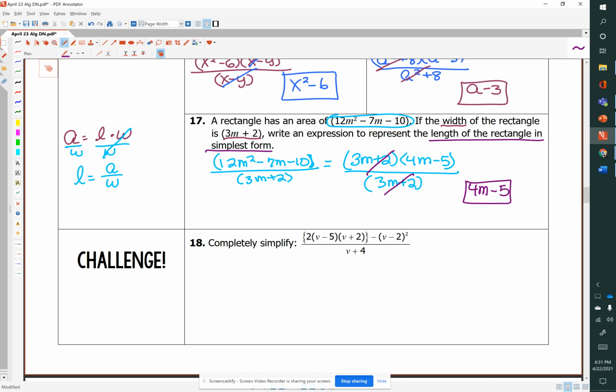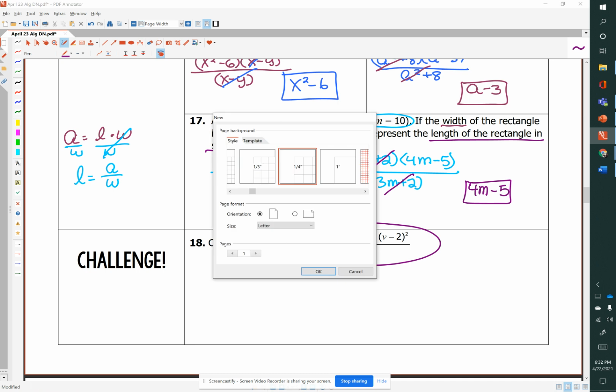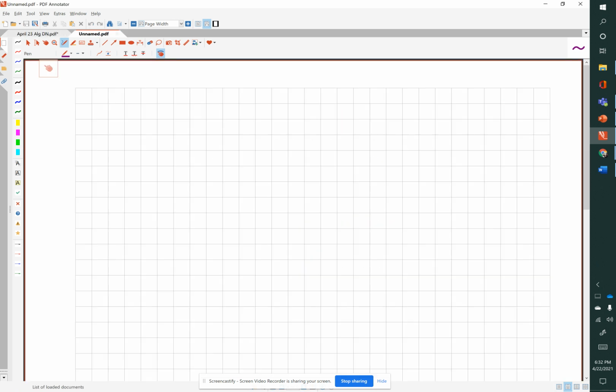Okay, our final one of the day. This is going to take a bit of room. I'm wondering if we have to completely simplify this. So I think we're going to need some more paper. So I'm going to copy the problem. This is the challenge problem.